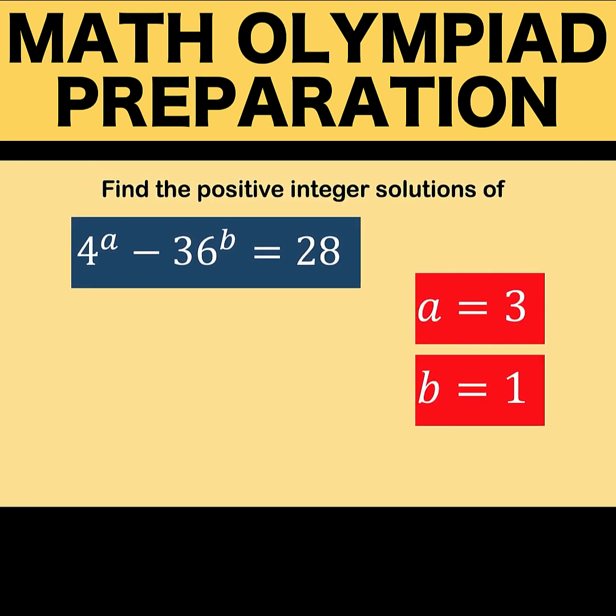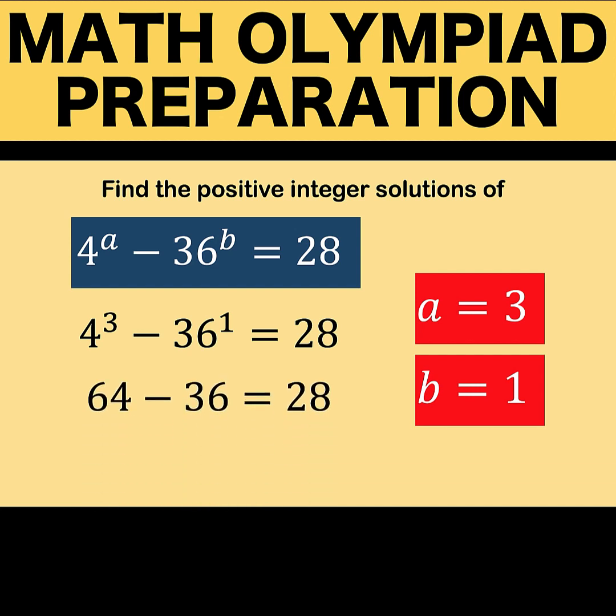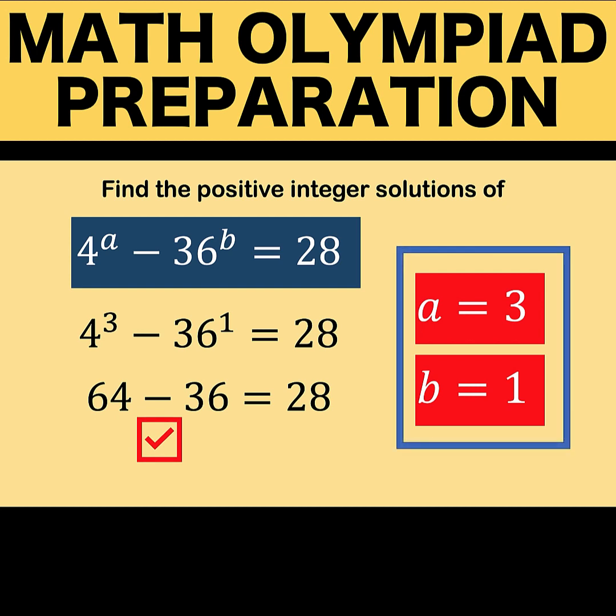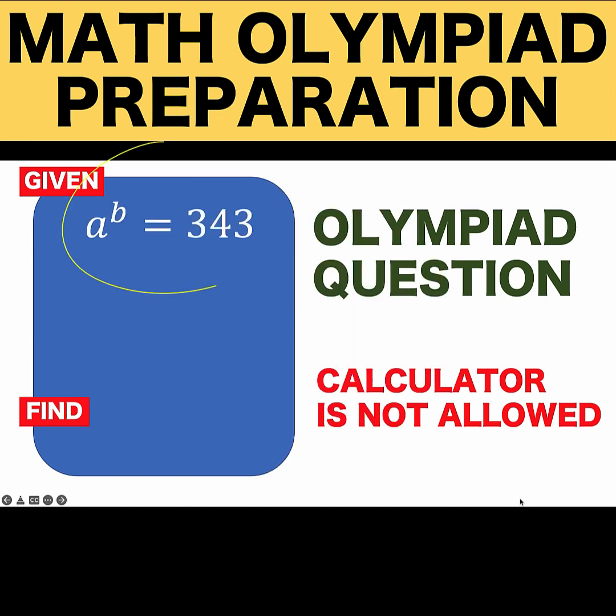Substituting the results for a and b to the original equation, we now arrive at 64 minus 36 equals 28, which is indeed a correct equation. So our final answers are a equals 3 and b equals 1, and both are positive integer solutions to this given Diophantine equation.